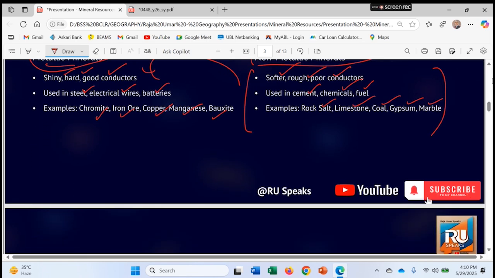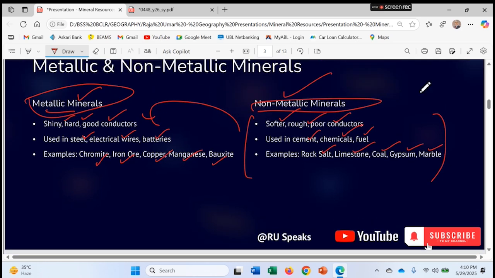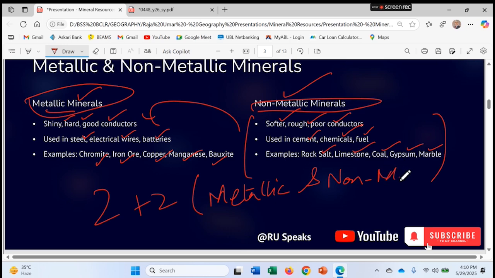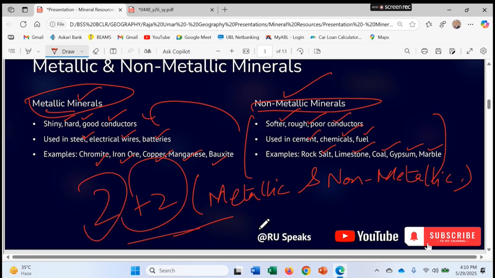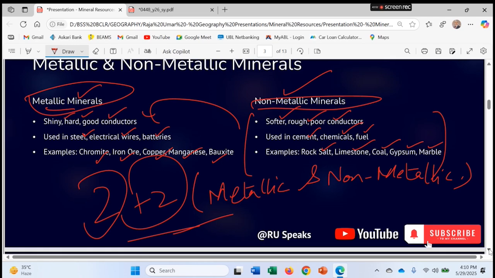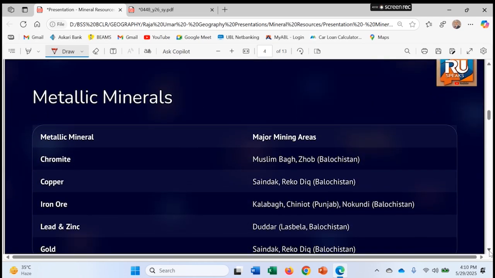So these are the differences between metallic and non-metallic minerals, and you may get a question that asks you to differentiate between them. Then you are supposed to write these points to differentiate. Most of the time it is 2 plus 2, I mean 2 points of metallic minerals and 2 points of non-metallic minerals. So 2 points each are to be mentioned to respond to that question. This is how the question would be attempted.